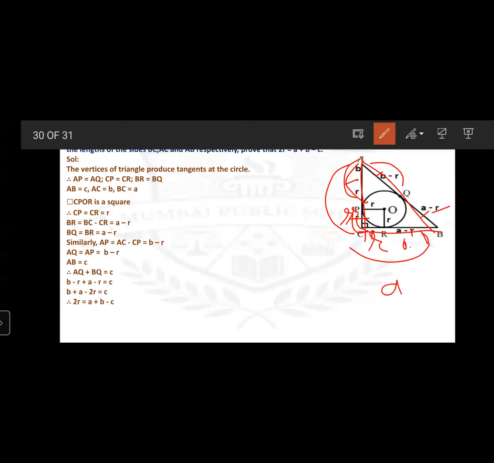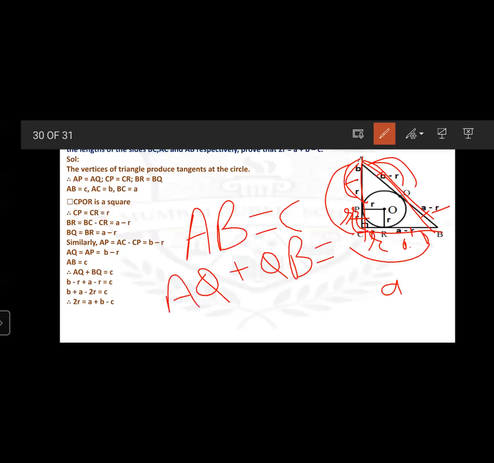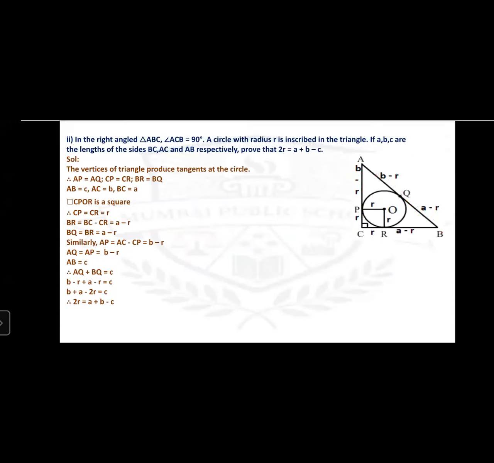Simply we find, and then we consider this side, that is AB. So AB is equal to c. So we write AB is equal to AQ plus QB is equal to c. We put here AQ as B minus R and QB as A minus R. So we get our final proof.